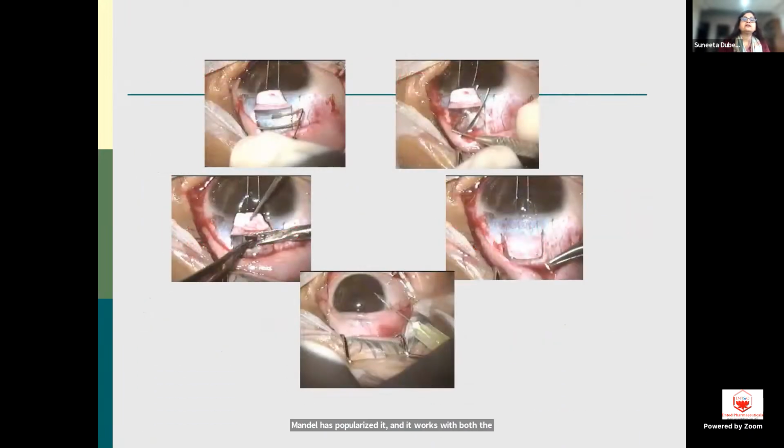It works with both the mechanisms. You are doing trabeculotomy also with Harm's trabeculotome, and you are doing trabeculectomy also. So both the mechanisms are working here.